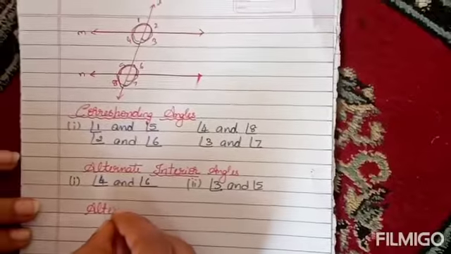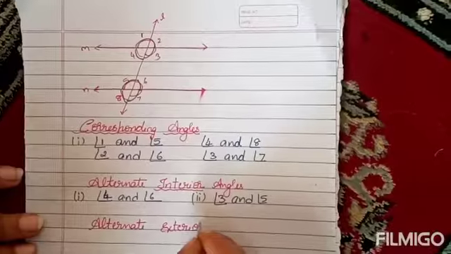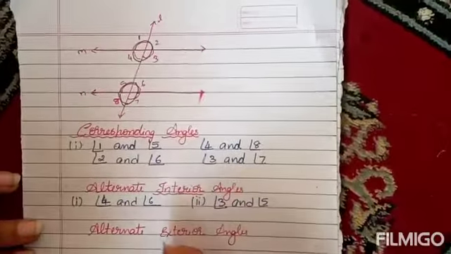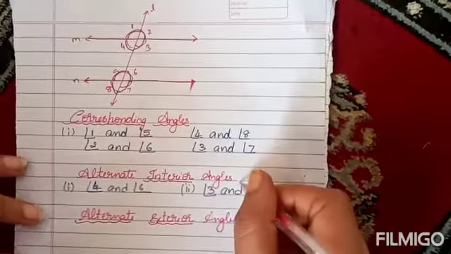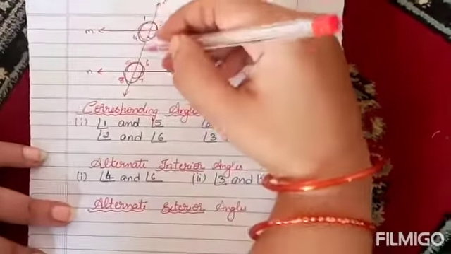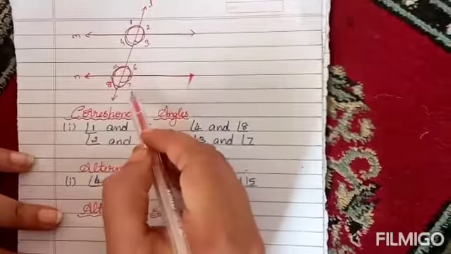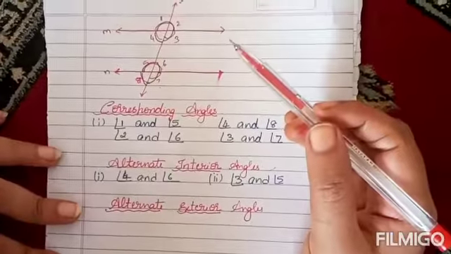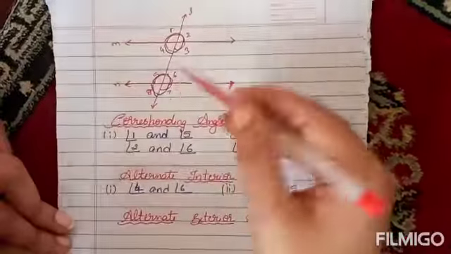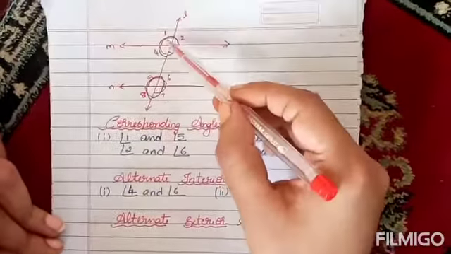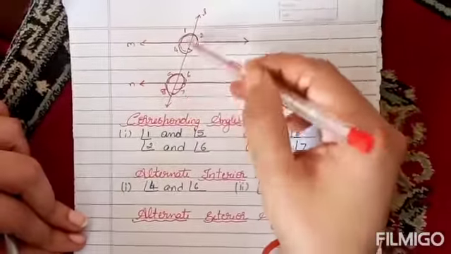Alternate exterior angles. Here the highlight points are exterior and alternate. The mistake I did in the previous one: alternate means opposite. Exterior means outside the parallel lines. See here, there are 1 and 2 and 8 and 7. Which are outside the parallel lines are exterior angles. So alternate means opposite sides.